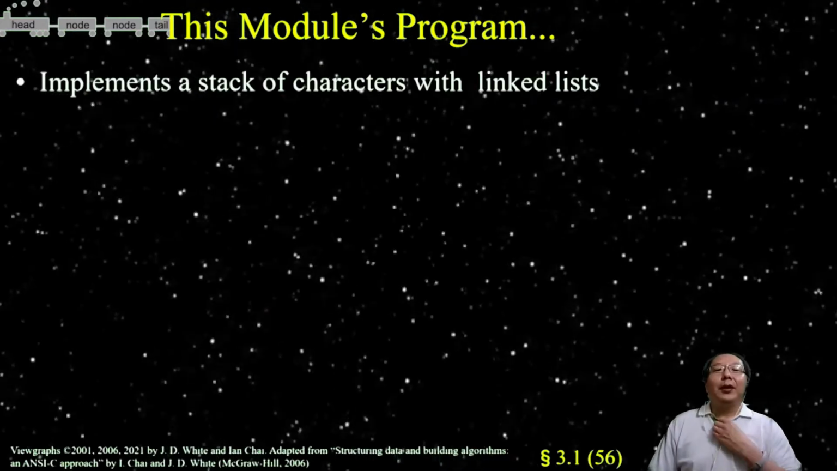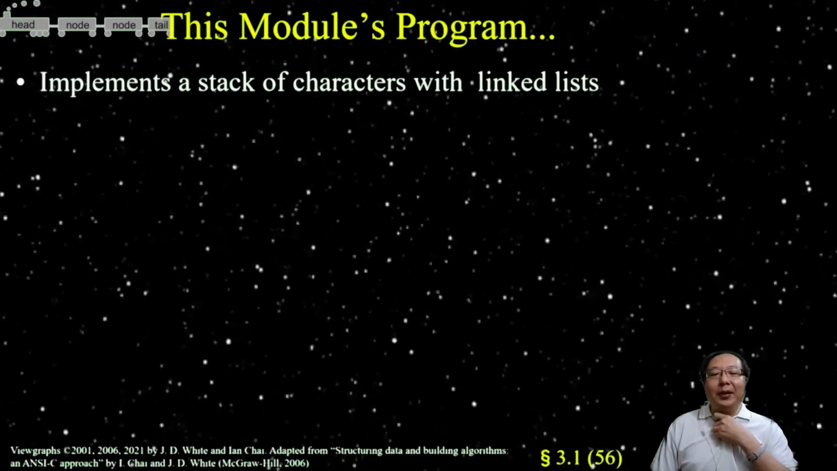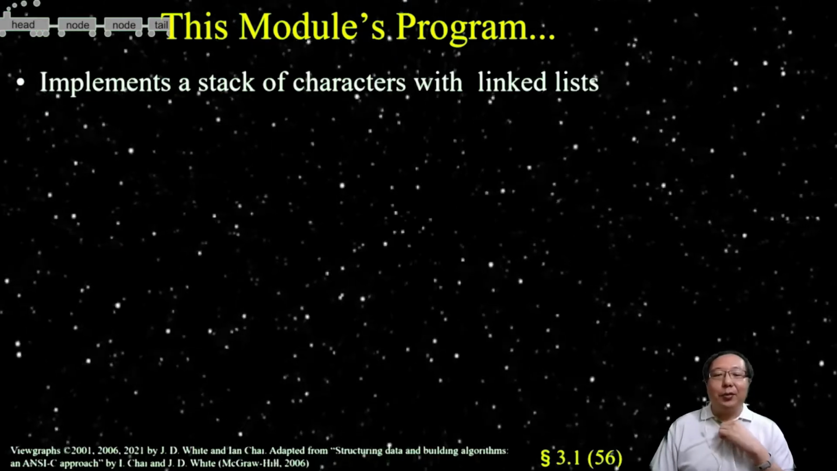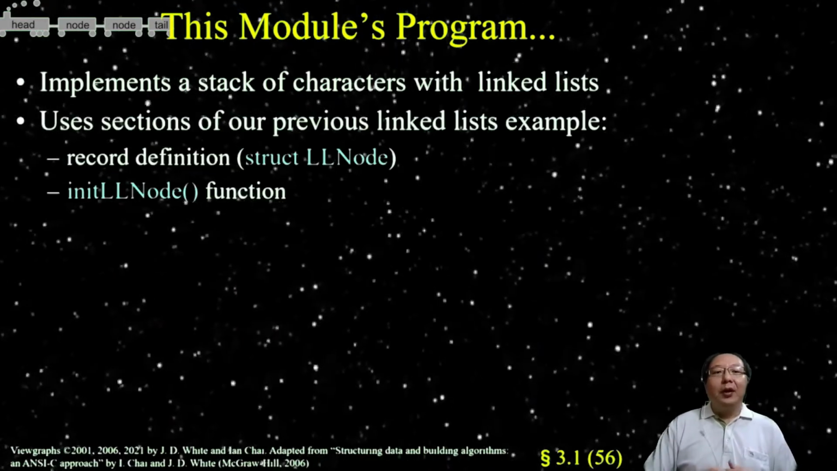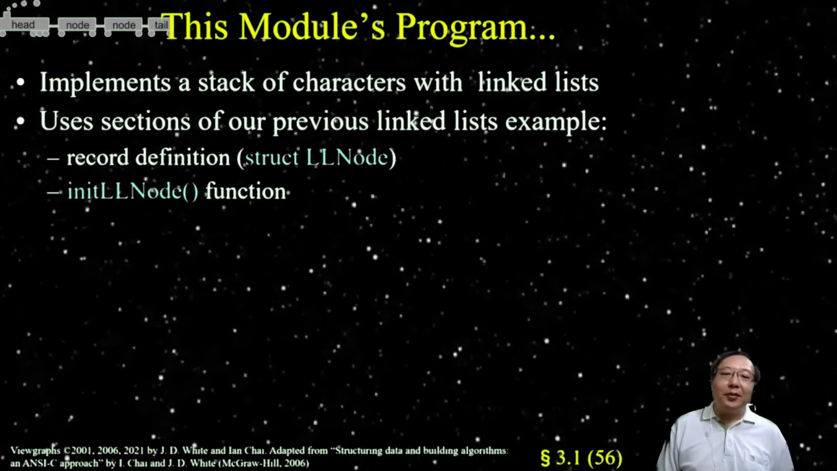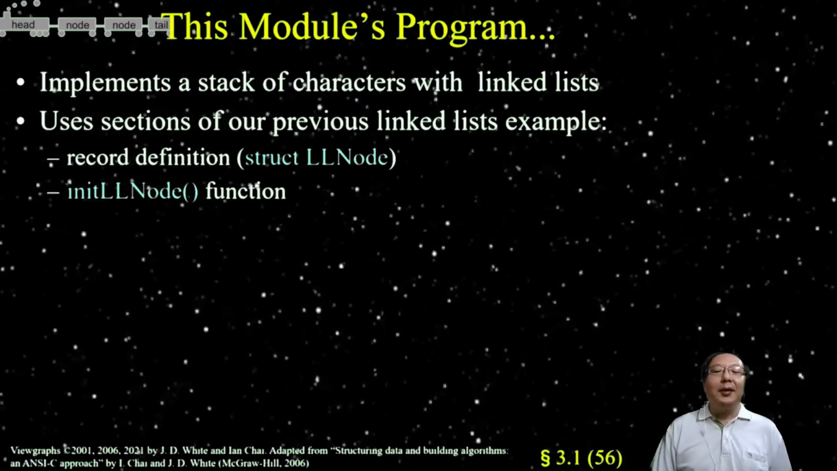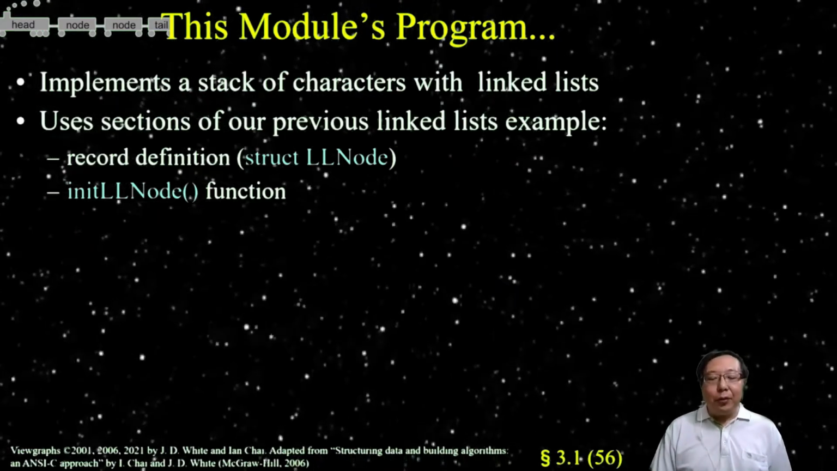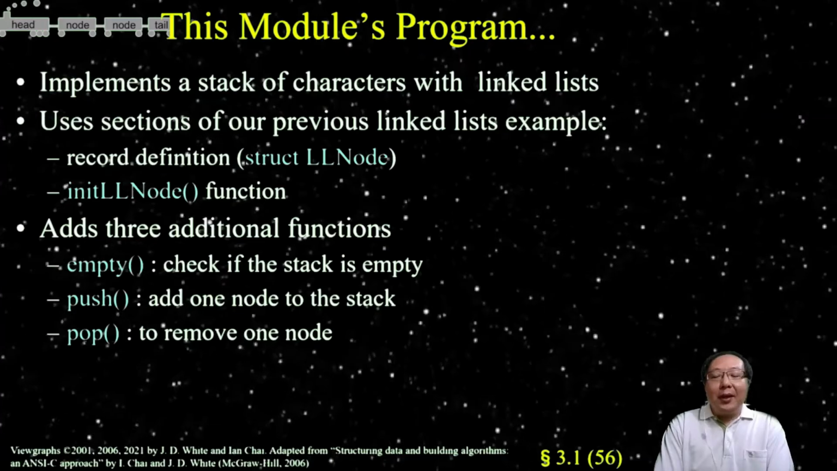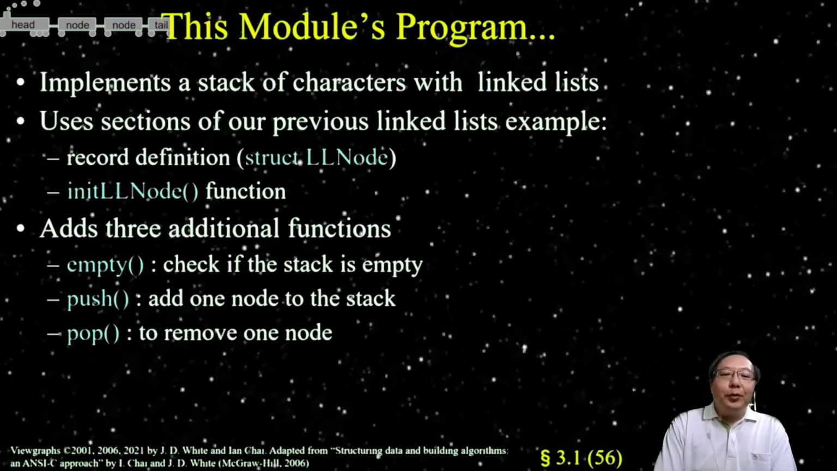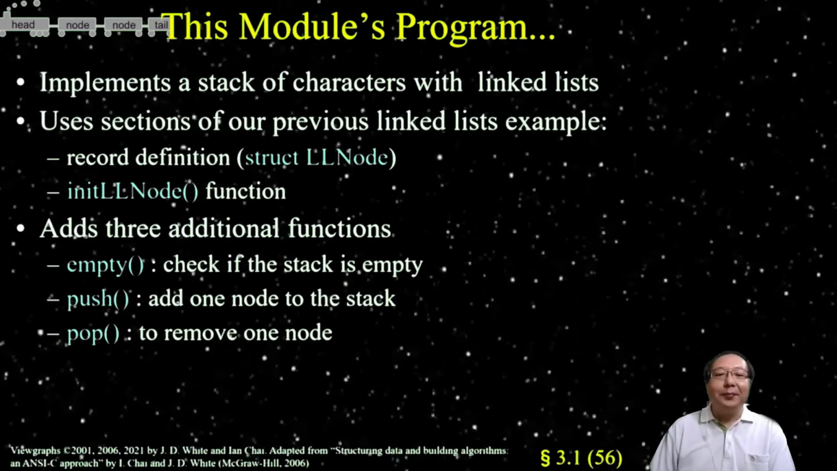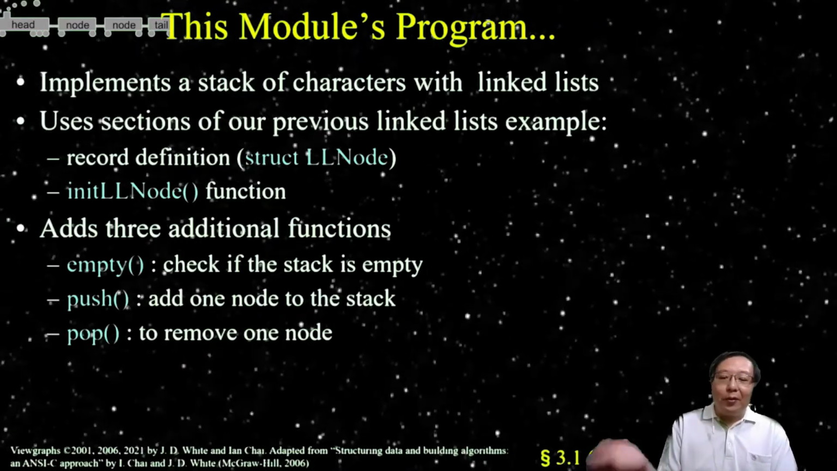Okay, so now we're going to look at how to implement a stack of characters with linked lists. And remember, if you want to have more than just characters, it's a simple matter of adding things to your record. So we will actually use sections of our previous linked list example. We'll use the same record definition, struct LL node, and the same init LL node function to allocate new nodes. But we're going to have 3 new functions. Empty, which says, is this stack empty or not? Push, which says, I want to push something new onto the stack. And pop, which is to remove something from the stack, and always the top thing. You always remove the top thing.